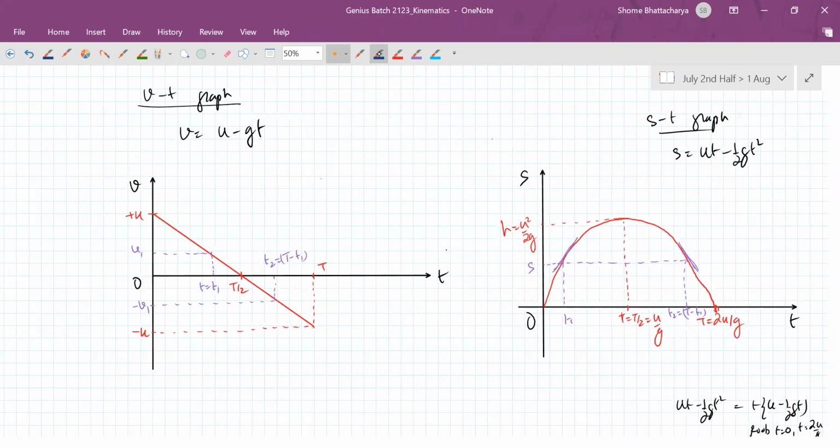You're following my point, beta? Suppose the motion is for 20 seconds, then for 10 seconds it's going up, then from 10 to 20 it's coming down. Now if I want to show that entire motion of 20 seconds in the same graph, then it should be with respect to the same reference frame. No?